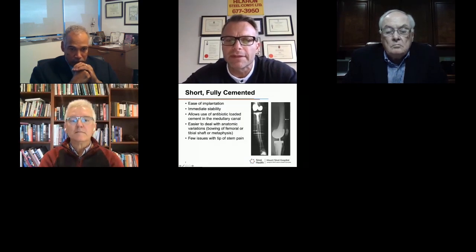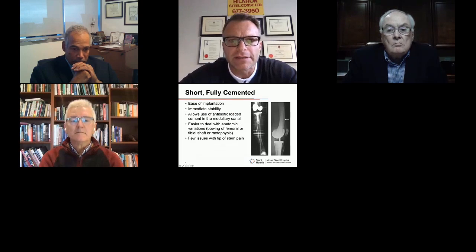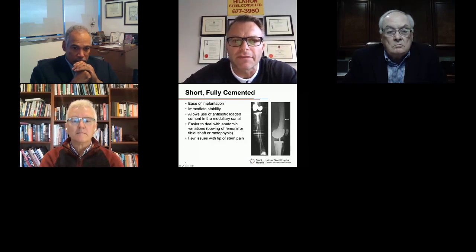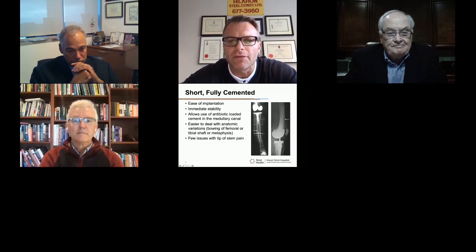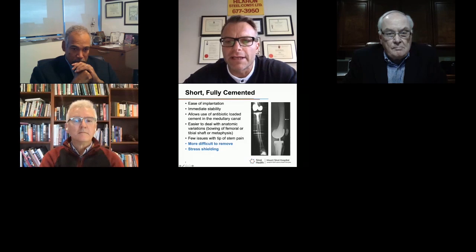So short, fully cemented stems, they're generally pretty easy to implant. You get immediate stability because of the cement. It allows the use of antibiotics in your cement if that's something you want to do. They're great for correcting big deformities, which you might not be able to if you're using the diaphysis, and generally don't have any issues with tip of stem pain. They may be a little more difficult to get out, and there has been some literature indicating stress shielding can be a problem.